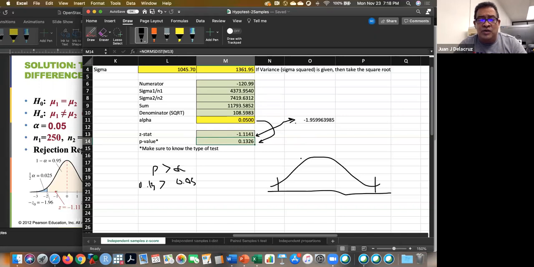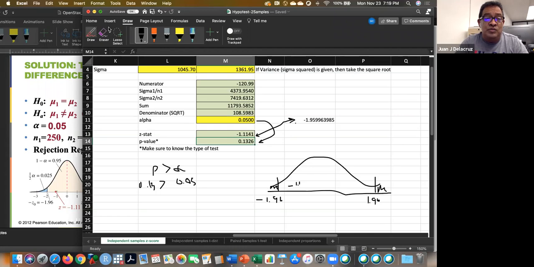So this is the rejection region versus the non-rejection region. On the sides we have minus 1.96 on the left and plus 1.96 on the right. My test statistic is minus 1.1, so it doesn't fall within the rejection region. Therefore, we fail to reject.